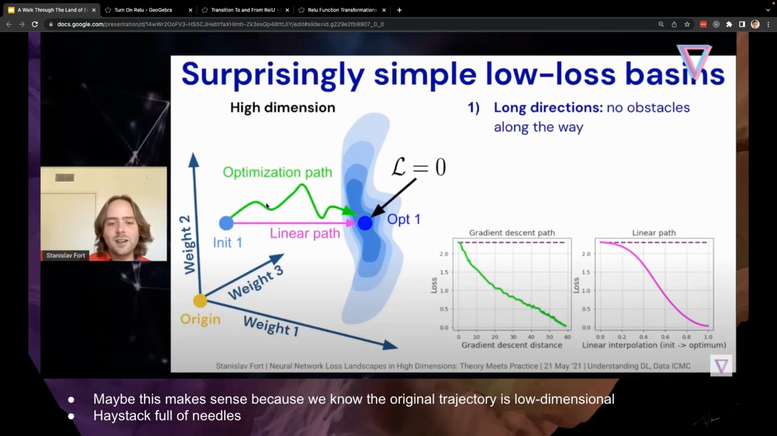It's just saying this is the optimization path. Now that you know where you initialized and where you ended up, just draw a straight line between them. You're not optimizing a second time.